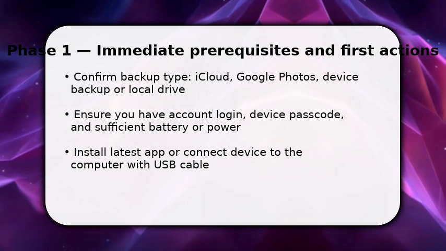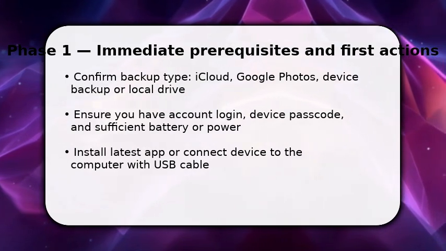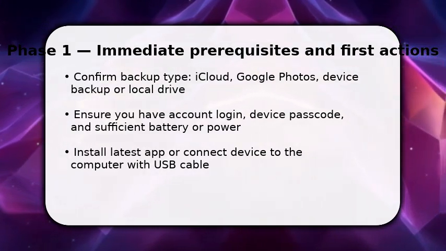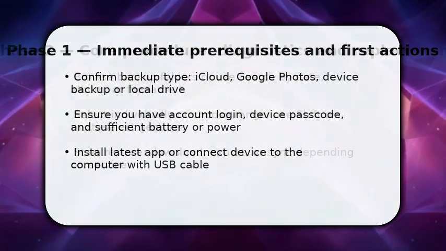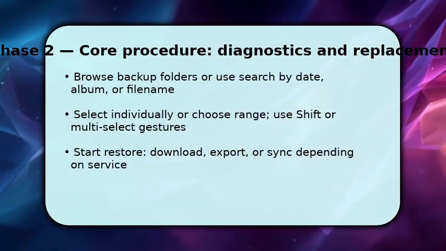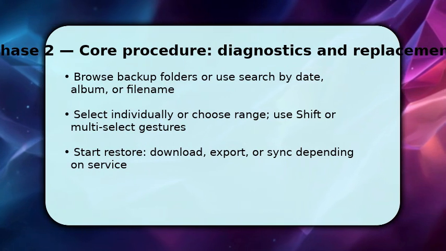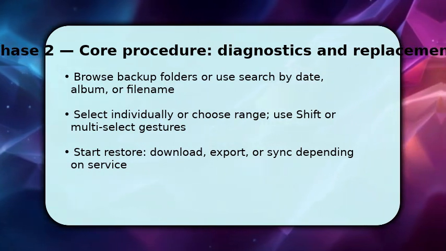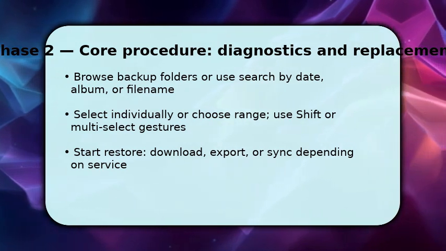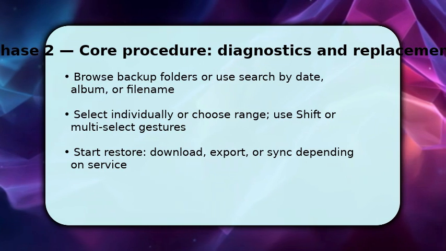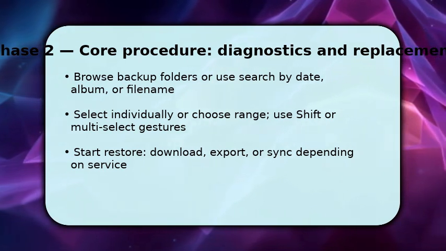Now, open the backup location to begin the restore process immediately. You now navigate the backup and pick what to restore. You search filters like date range or album to narrow results. Select photos individually or choose a range with shift or multi-select gestures. This avoids unnecessary downloads. Once selected, decide whether to restore to device, download to computer, or export to another cloud.